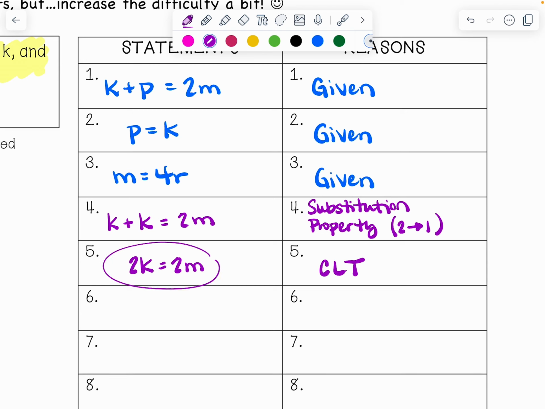All right. Well, let's see. I'm going to keep going off of this. If I have 2K equals 2M, I notice I have a 2 on both sides. So can't I get rid of the 2's and just write K equals M? Right, but what allowed me to get rid of the 2's? Well, I divided by 2 on both sides. So that would be the division property.